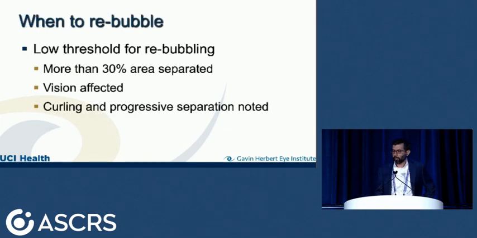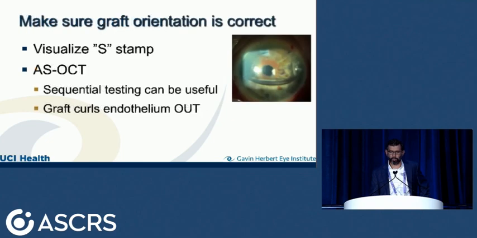So when do you rebubble? Well, you should have a low threshold for rebubbling when there's more than 30% of the area separated, if the visual axis is affected, and if there's curling and progressive separation noted. Sometimes those will stick back, they might zipper back up, but if you see it progressively going the wrong way, you want to have a low threshold to go in and intervene.